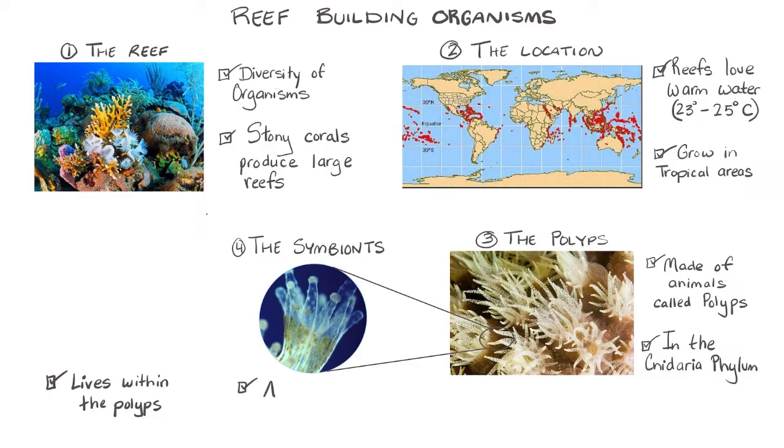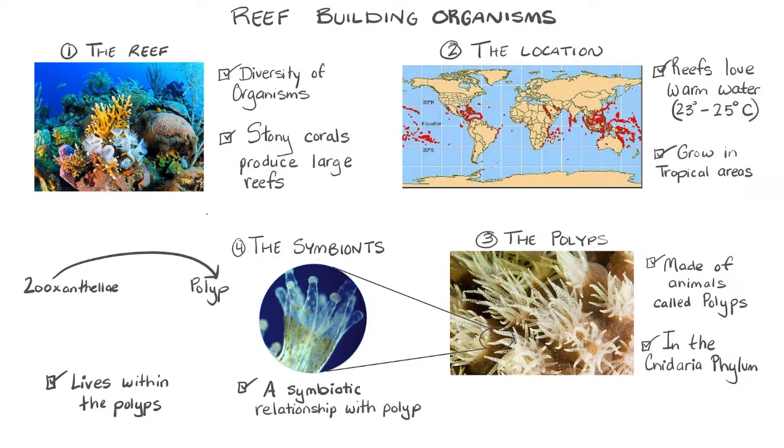The zooxanthellae and the coral polyps have a working symbiotic relationship. That means there's a win-win relationship between the two organisms. The zooxanthellae provides nutrients like glucose, amino acids. Also, it provides oxygen for the polyp and energy. And the coral polyp provides a safe habitat for the zooxanthellae. It also provides nutrients, carbon dioxide, and nitrogen as well.